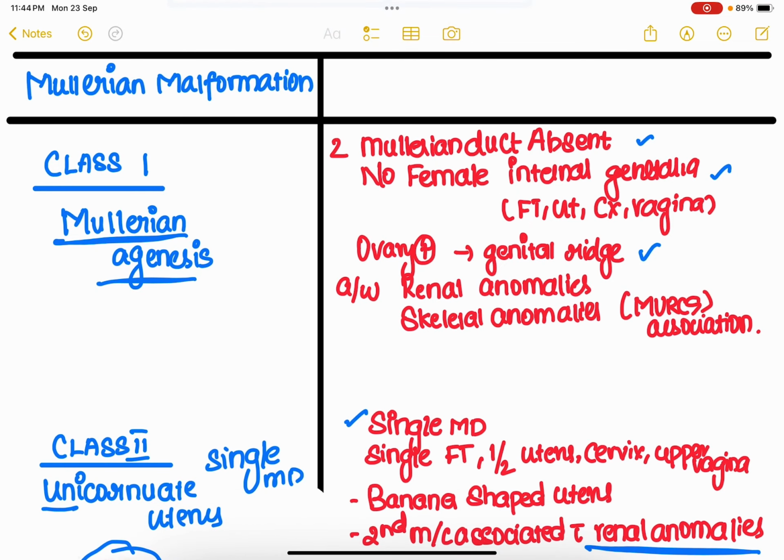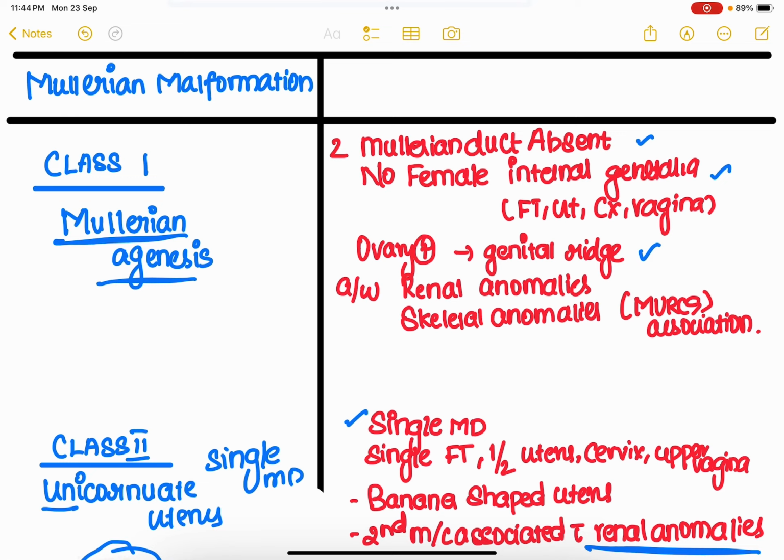Okay. Mullerian agenesis is the most common Mullerian malformation which is associated with renal anomalies and skeletal anomalies. Since it is associated with renal and skeletal anomalies, it is also termed MURCS association. Mullerian agenesis is also termed Mayer-Rokitansky-Kuster-Hauser syndrome. Is that clear?